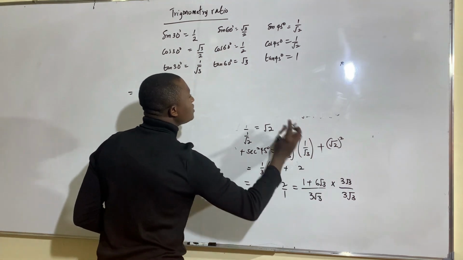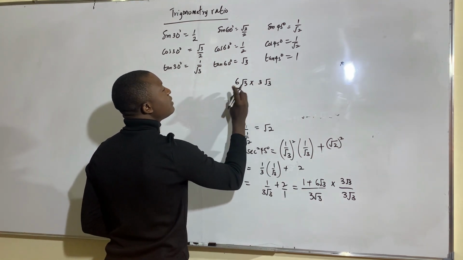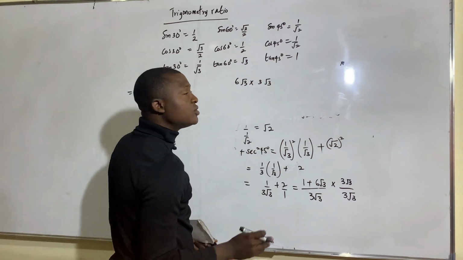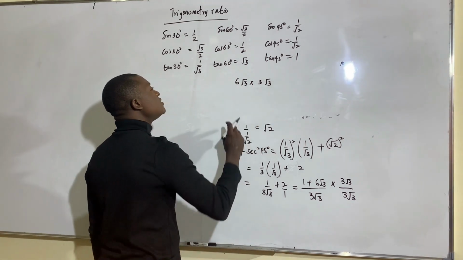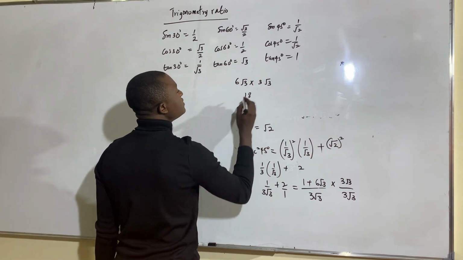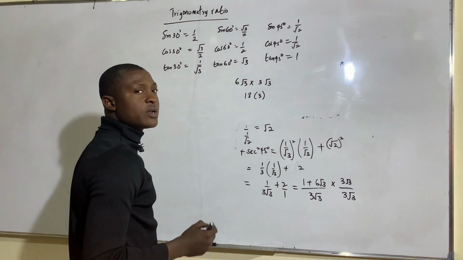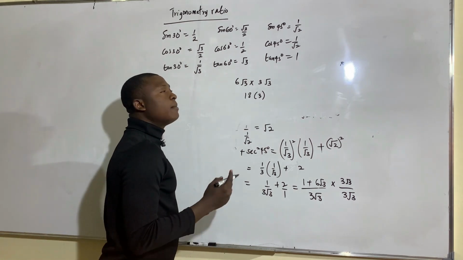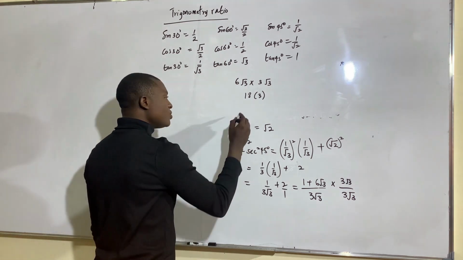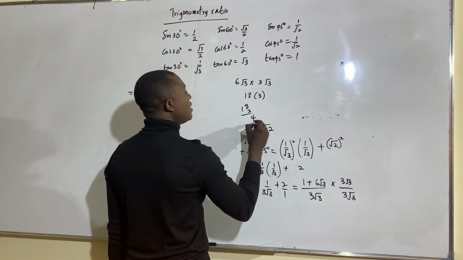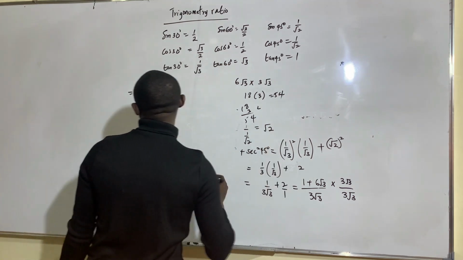We have 6 root 3 times 3 root 3. Look at it, 6 root 3 multiplied by 3 root 3. The numbers we have outside, we multiply each other. At the same time, the ones we have in the root, we also multiply each other. So 6 times 3, we have 18. Root 3 times root 3, we have 3. So 18 times 3 now is 54. So here we are going to have 54.